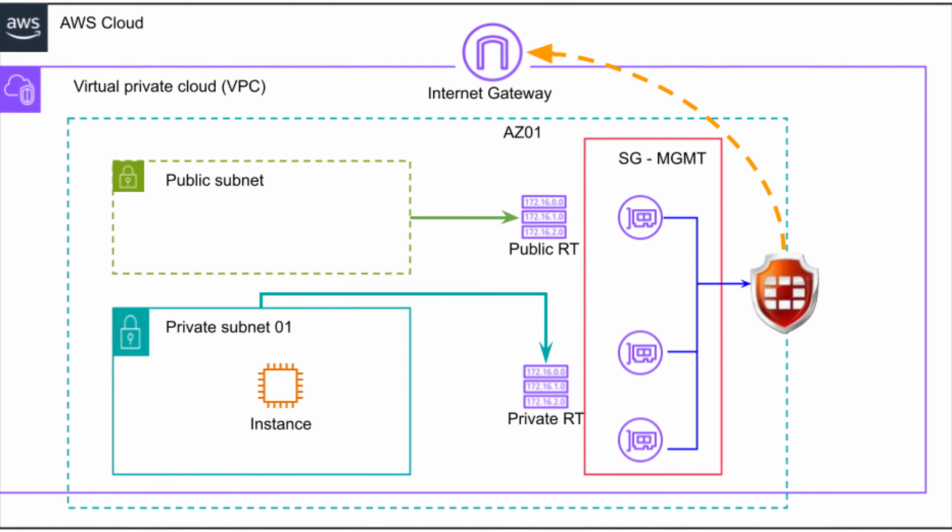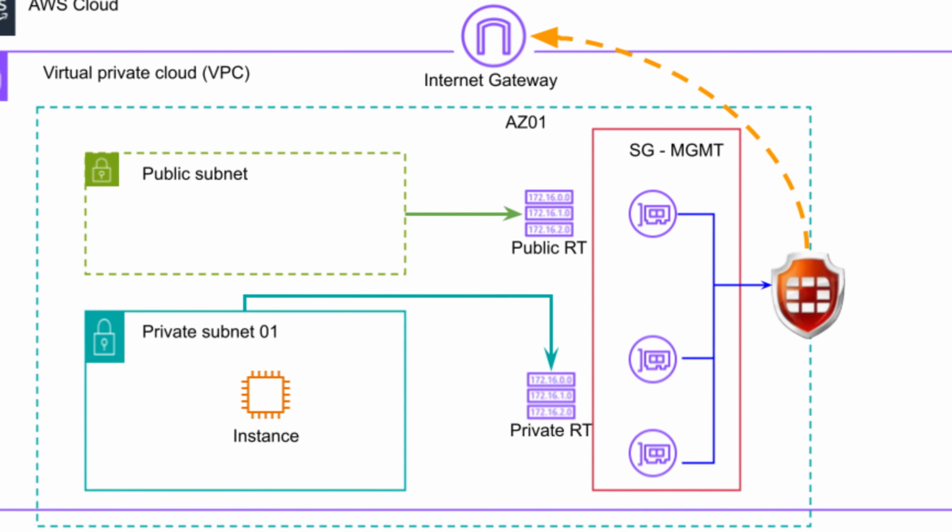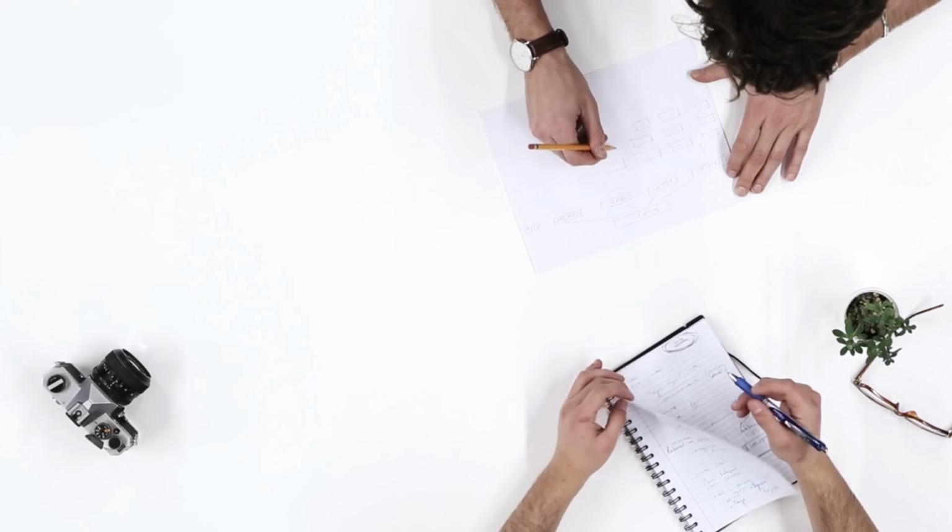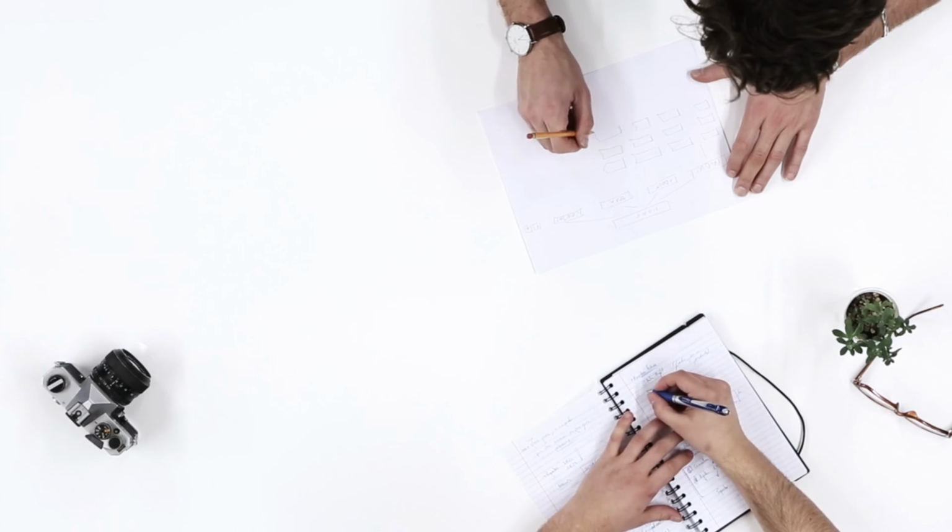To deploy FortiGate Firewall in AWS the right way, you've got to be able to visualize it. So it all starts with a design. Let's go through this step by step.